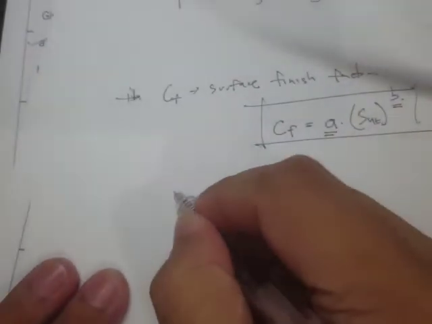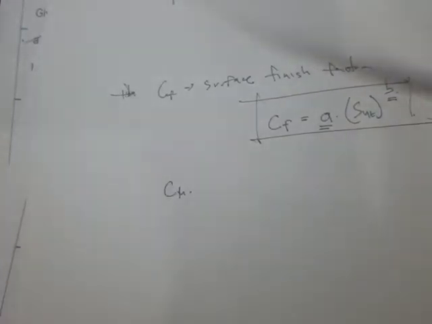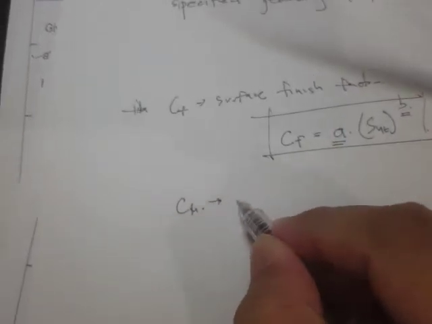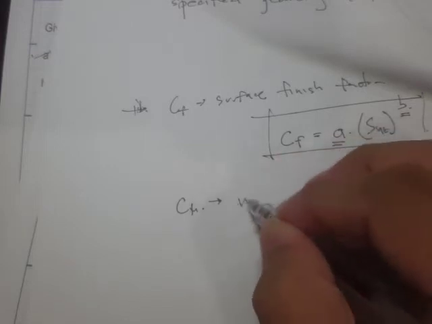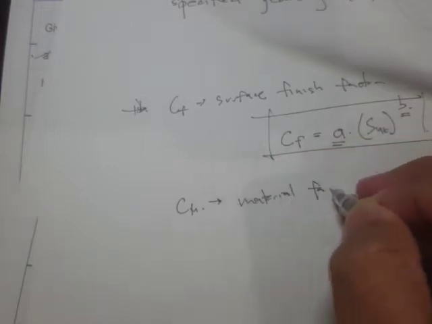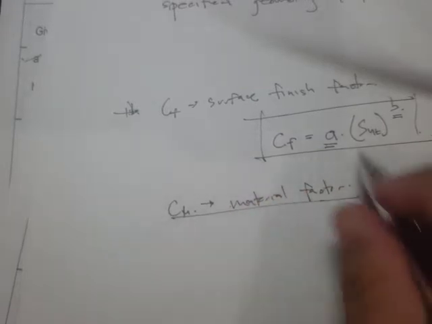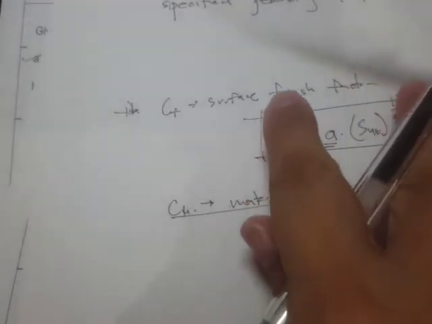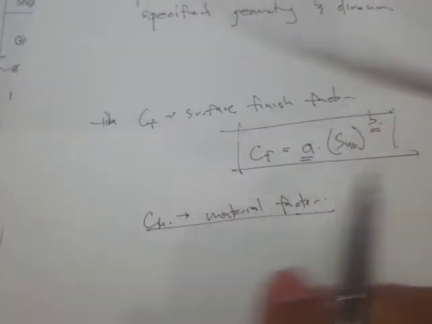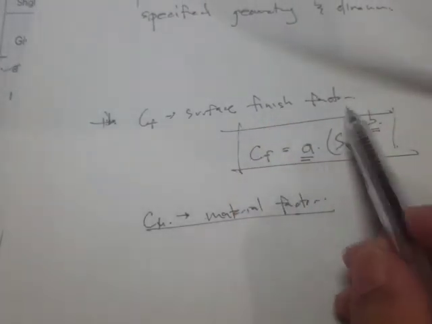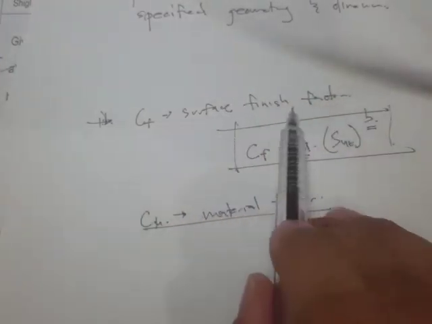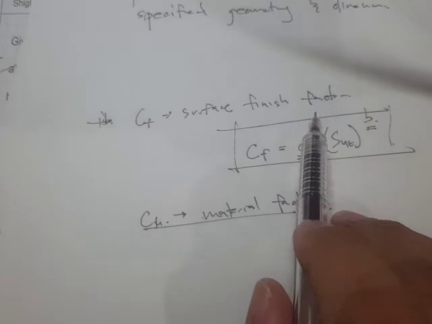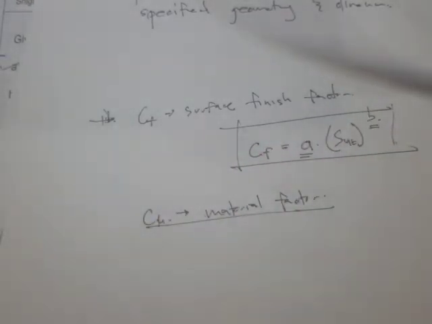Okay, the next one is the material factor. For the surface finish factor, by the way, it's simply because the standard test specimen is highly polished, and therefore there's going to be a difference if our part is machined or has some other surface finish.